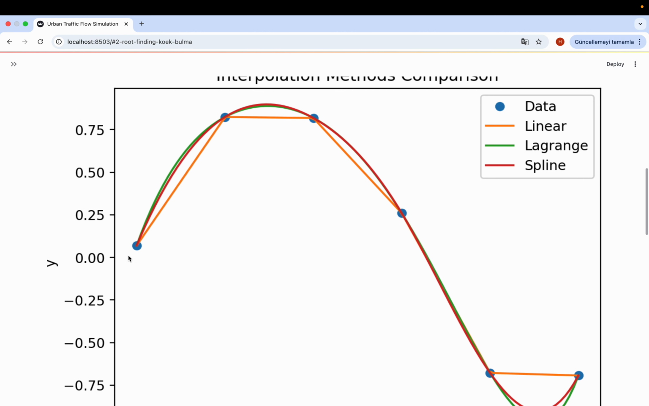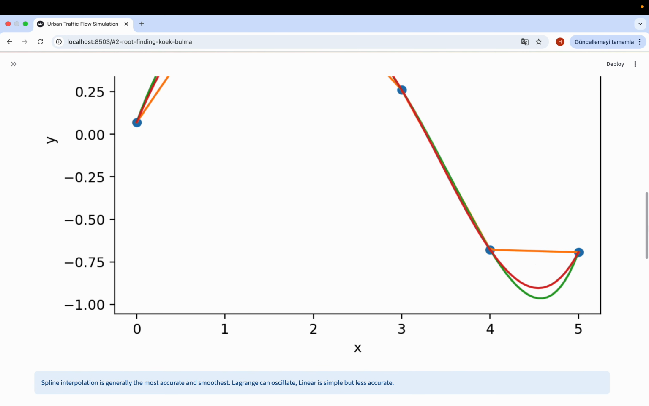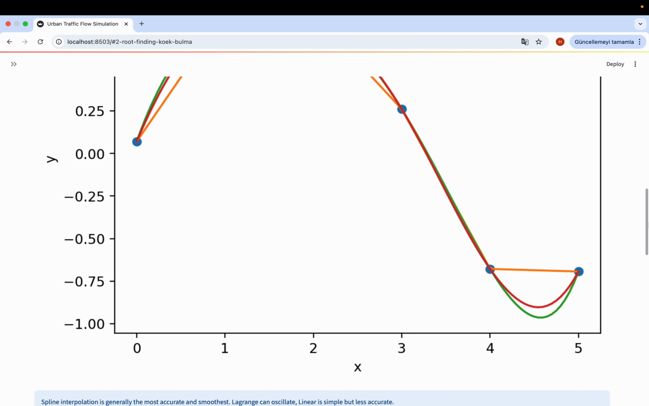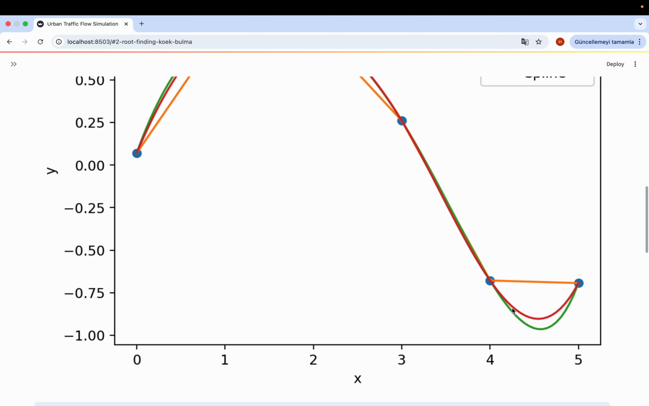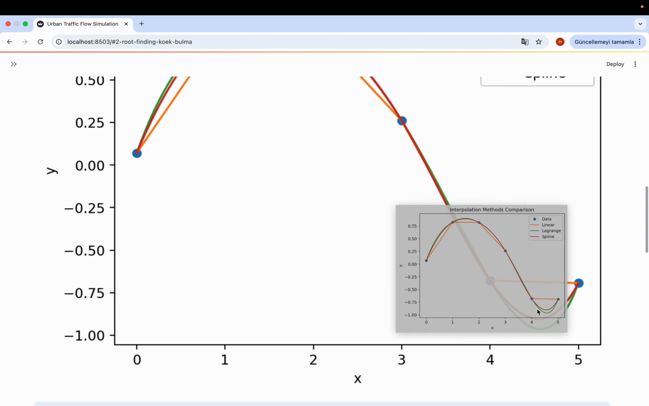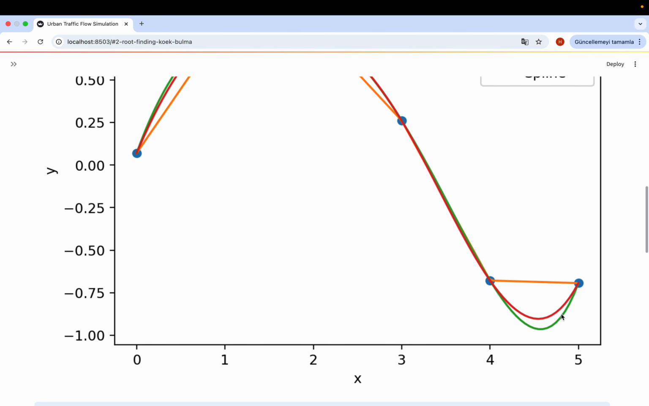0.75, peak points. These methods let us predict missing traffic values on roads without sensors and smooth out jagged flow readings. Our spline interpolation gave the best results due to its continuity and smoothness across intervals.